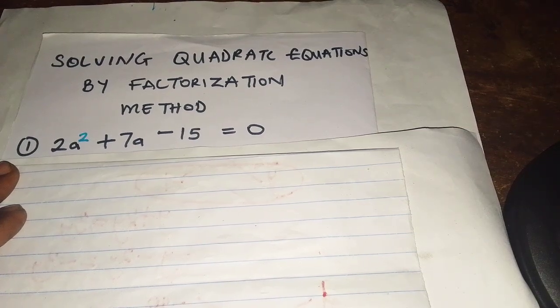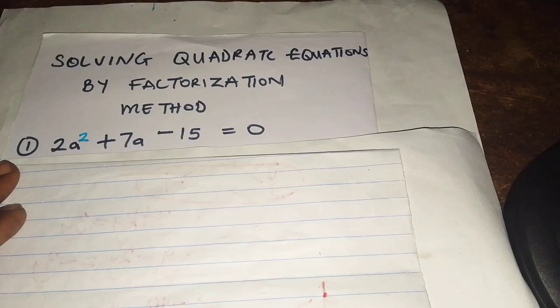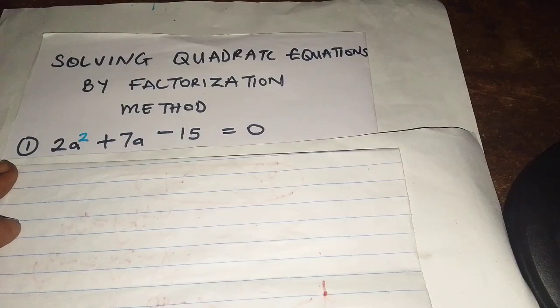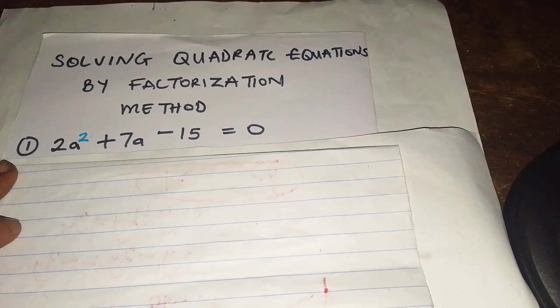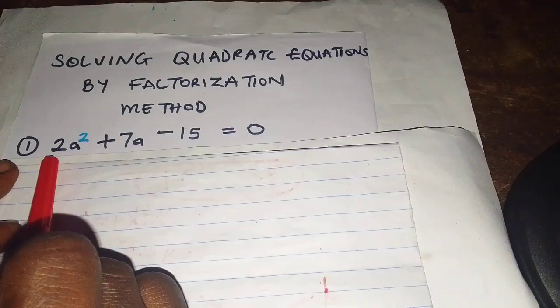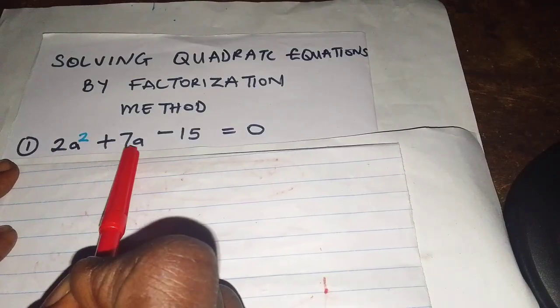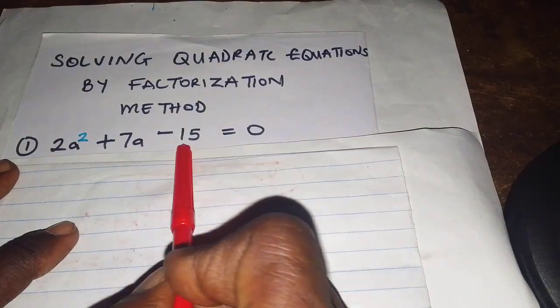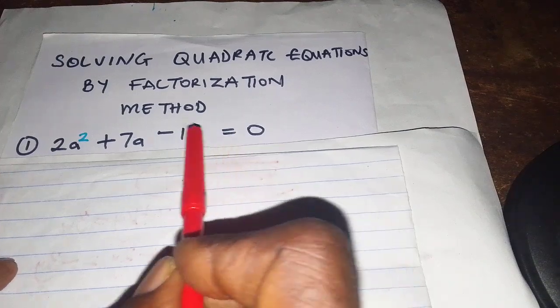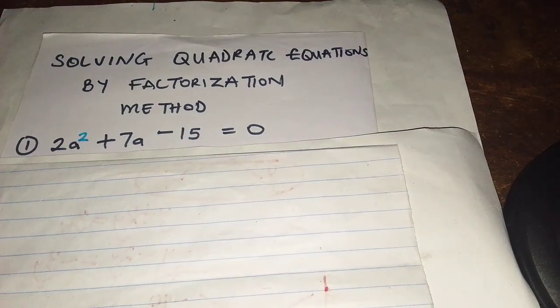Hello students, we are still on solving quadratic equation by factorization method. In the last class, we solved those having the coefficient of x squared to be 1. But this time around, we want to solve those having the coefficient of x squared greater than 1. So here you're having 2a squared plus 7a minus 15 equals 0. So how are we going to solve this?